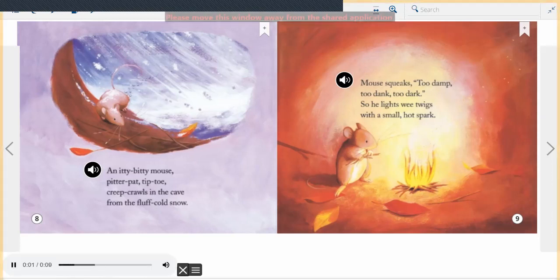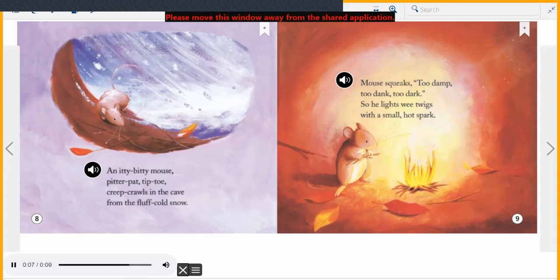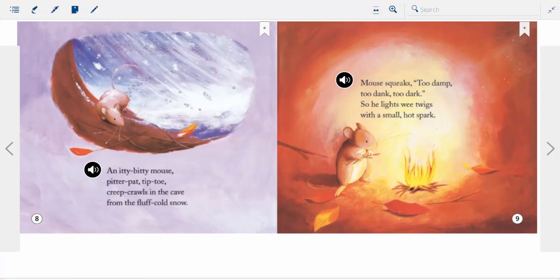Mouse squeaks, "Too damp, too dank, too dark." So he lights wee twigs with a small hot spark. So when Mouse says too damp, too dank, too dark, what does dank mean? Too dank. That means it's too cold and wet.